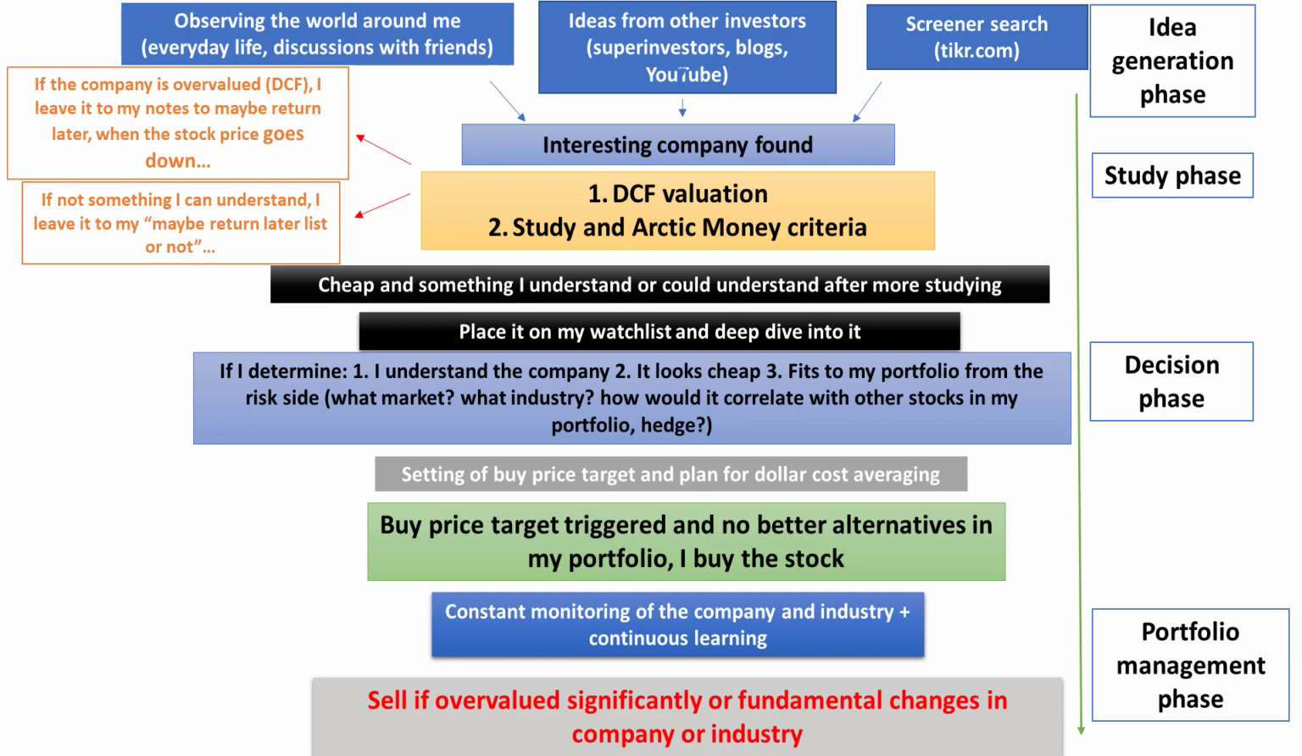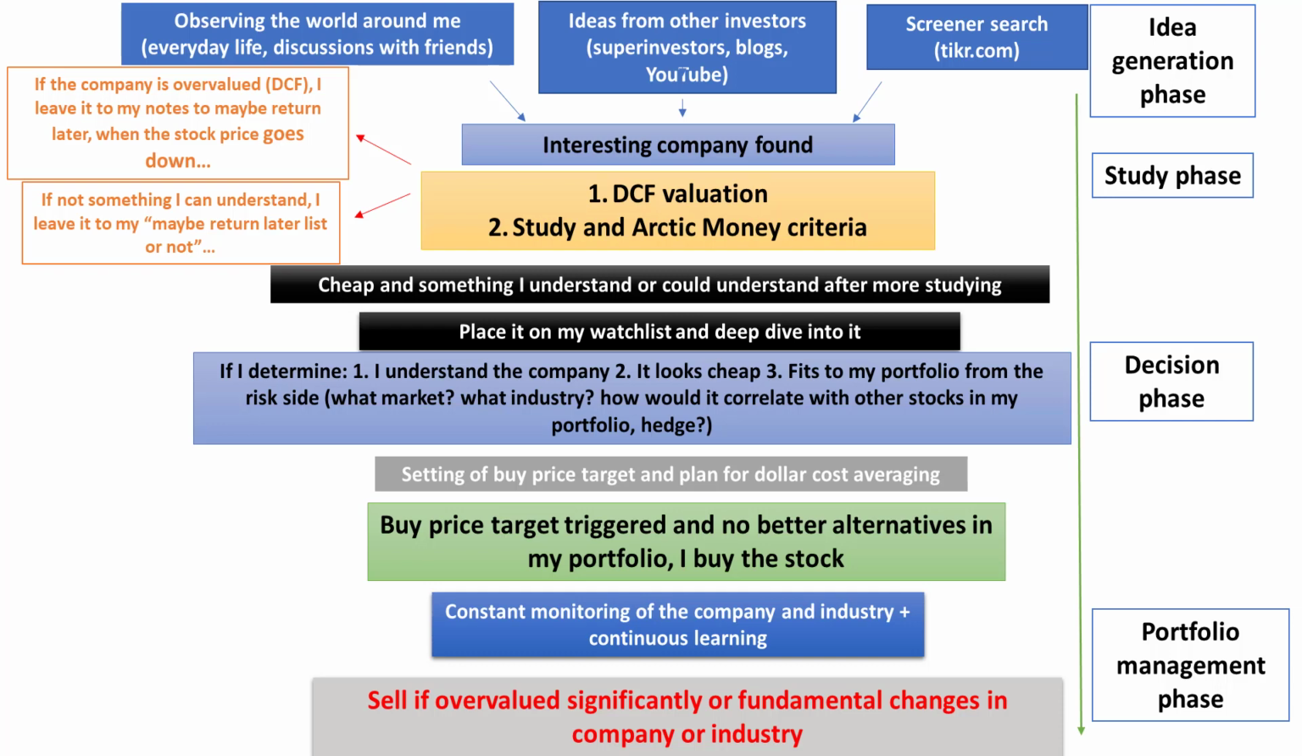But now let's move onwards. So, yellow box, we see the first black box. Now I have found that Crocs is cheap, and Crocs is something I understand or could understand after more studying, like I did with Intel and Flow Traders. But yes, I think Crocs is cheap. I understand their business. Then we move right to the next black box.